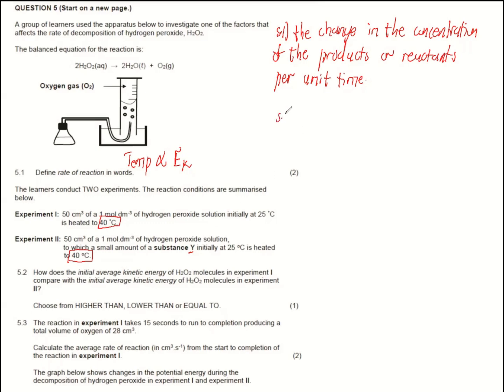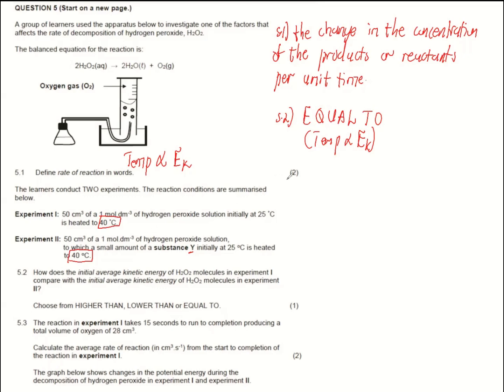So in 5.2, we would have to say equal to. There is no change in temperature, right? So our temperature is directly proportional to kinetic energy. Since there is no change in temperature, there is no change in the average kinetic energy of the molecules.